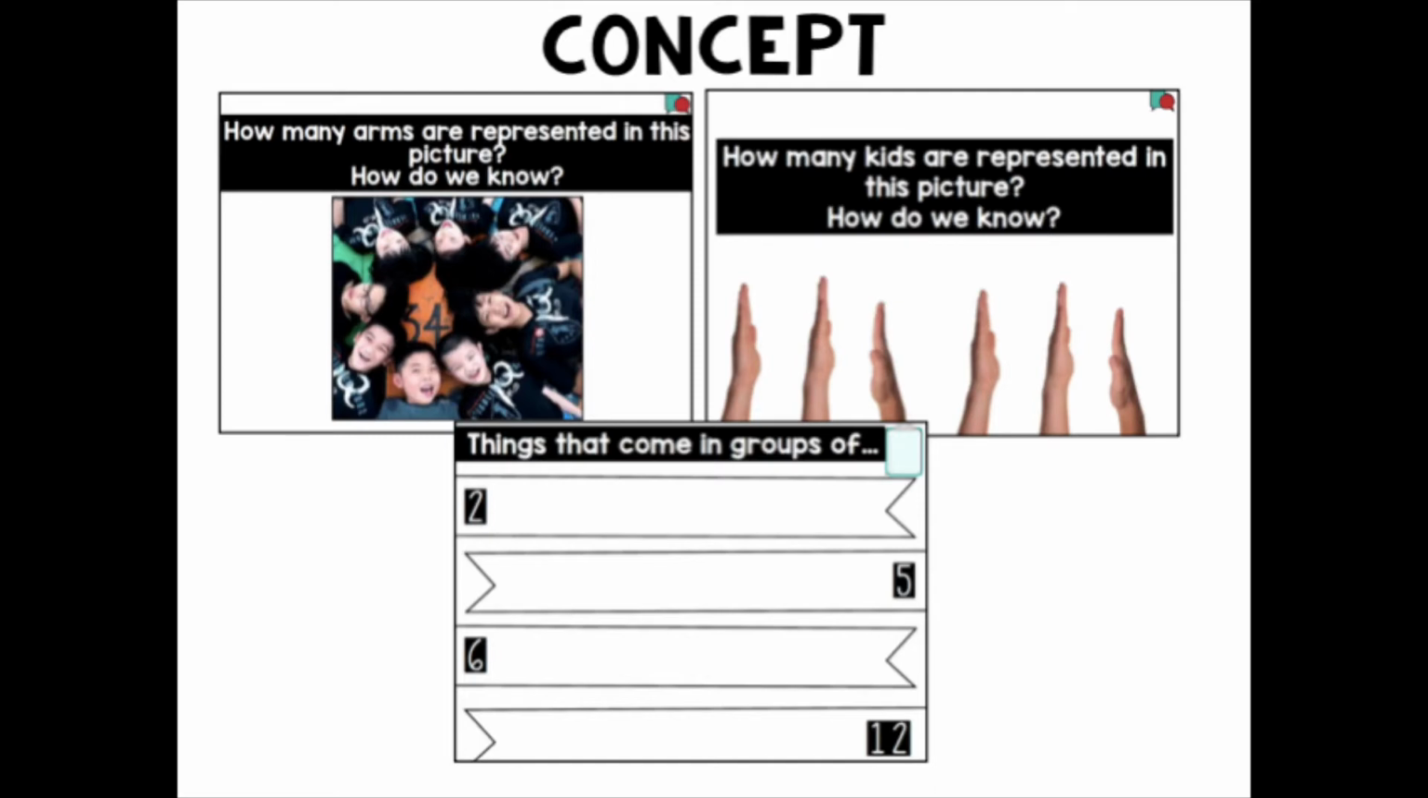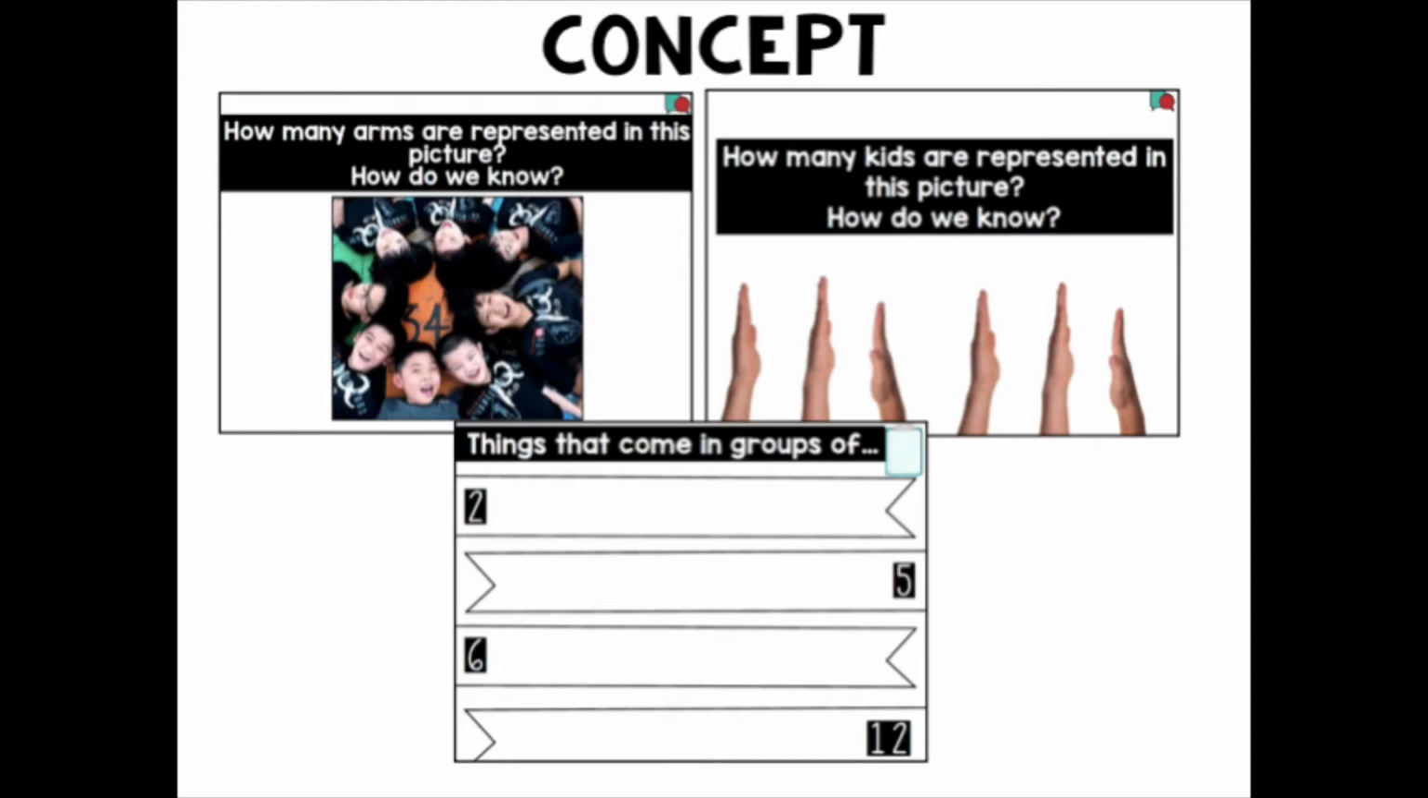And then looking at the next one that's just the arms, how many kids could there be? And this one is a little bit more creative because some of the kids might have 2 arms raised and some may only have 1. But they have to mathematically reason and mathematically prove to me why they have the solution they have.